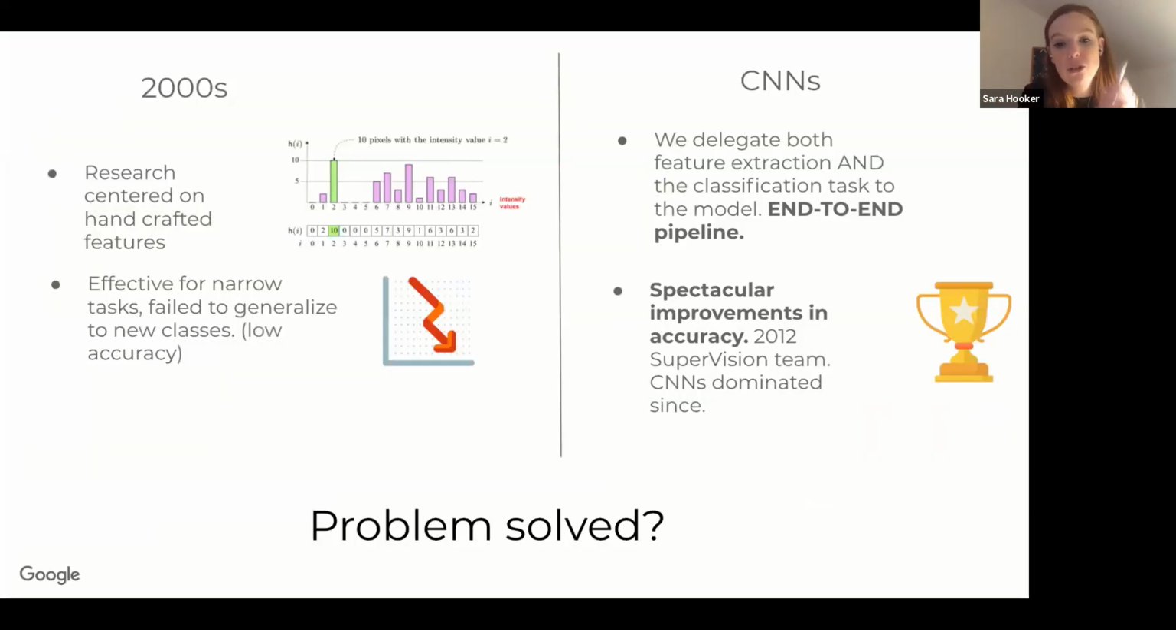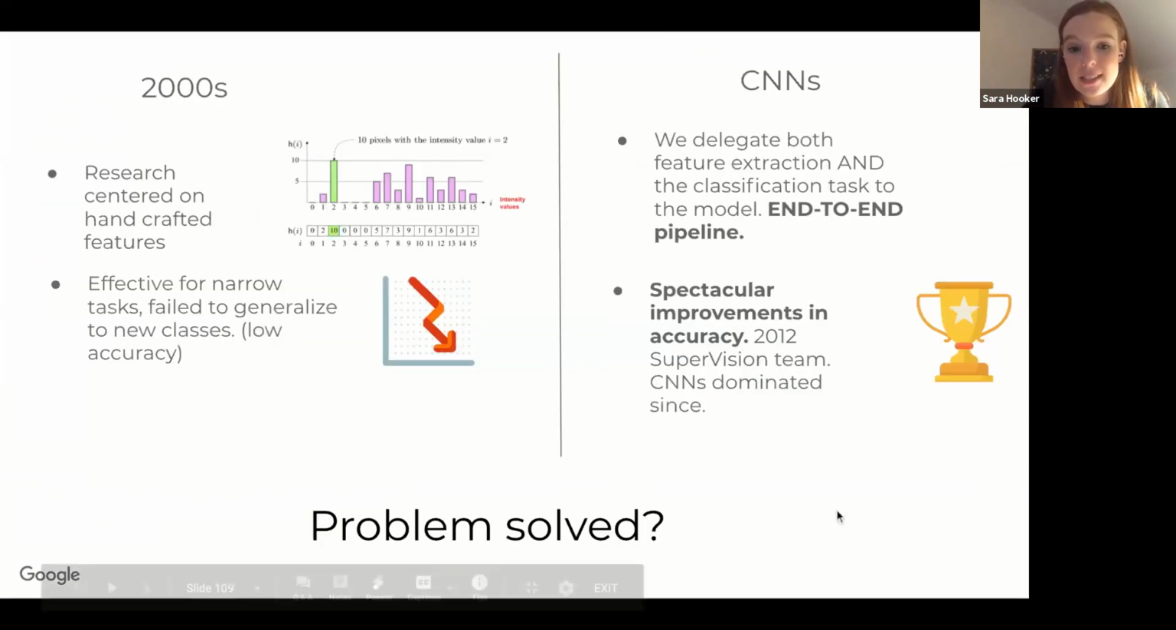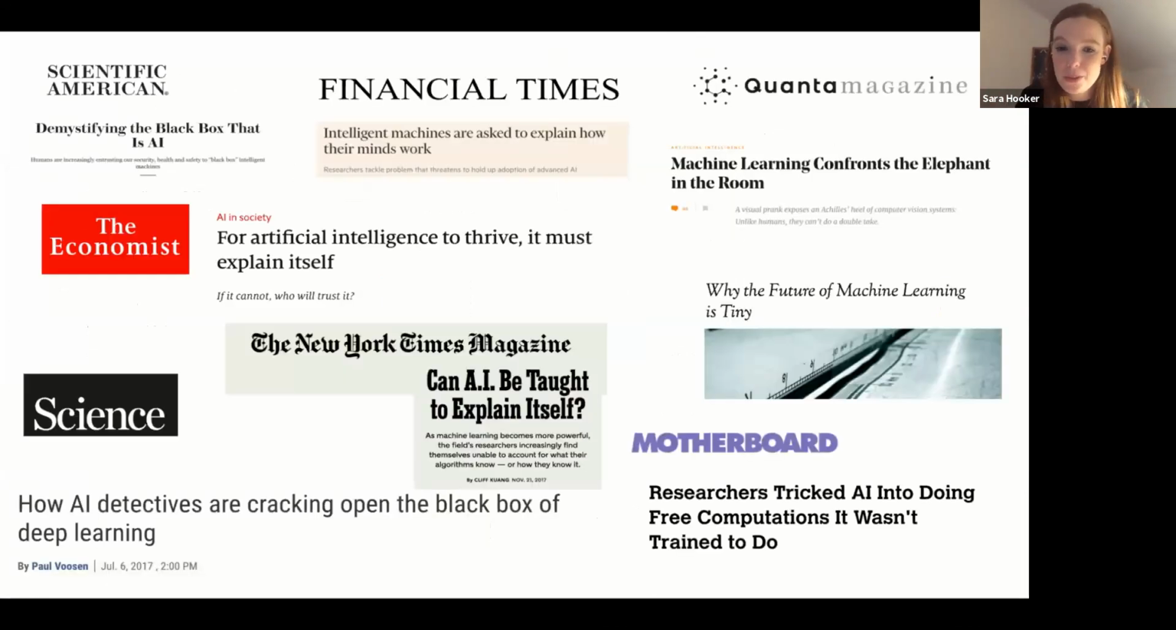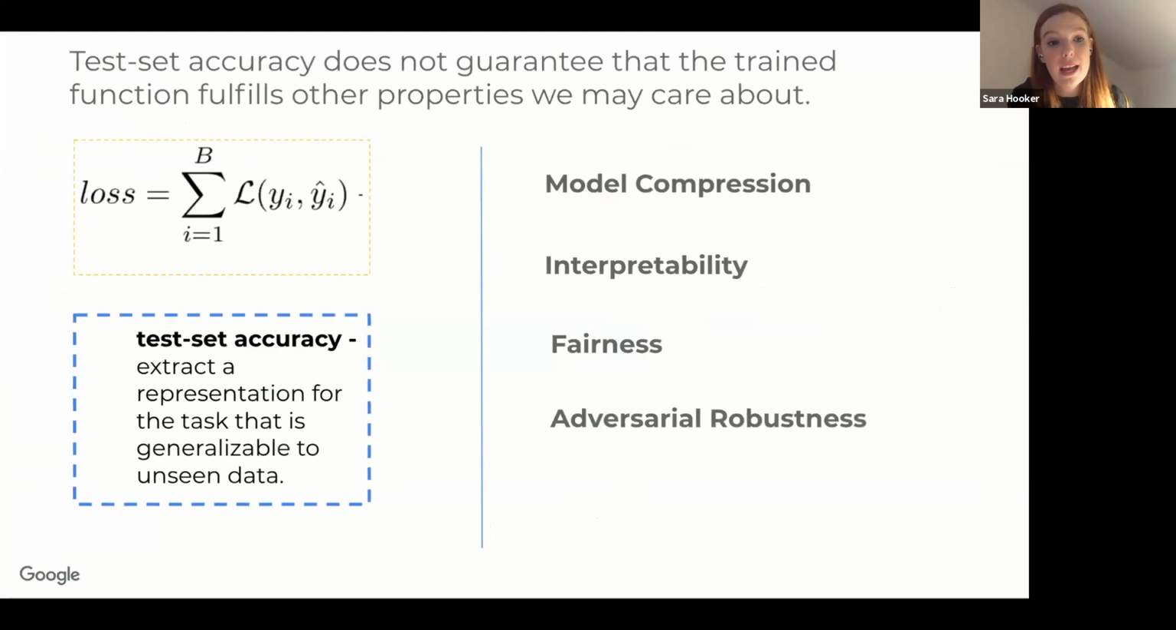For open problems in research, I do want to think about this continuation of the computer vision problem, because partly it's an interesting case study to understand solving one metric, but then realizing that there are other metrics you need to optimize for. So what we achieved in this change from the 2000s to CNNs is this growth in accuracy. But at the same time, these headlines alone illustrate that perhaps we want more than just high test-set accuracy. My research is really centered on this. So how do we guarantee the model function fulfills other properties?